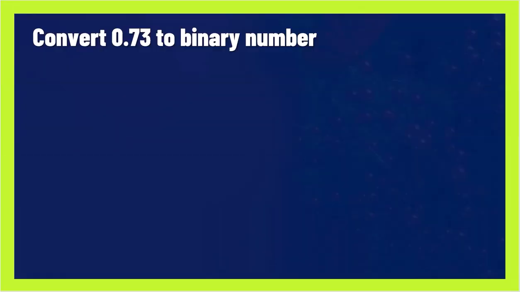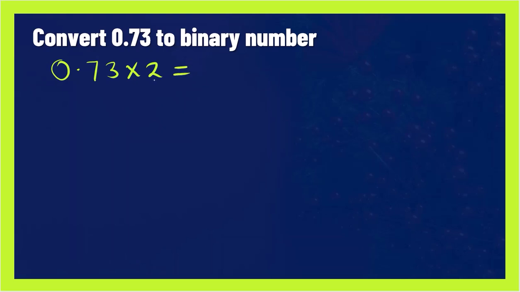Okay, are you ready for the next example? So let's look at how to convert 0.73 to a binary number. So we write the number down, 0.73. Okay, so we're going to multiply this repeatedly by 2 since we're converting to binary. So let's multiply by 2 right now.